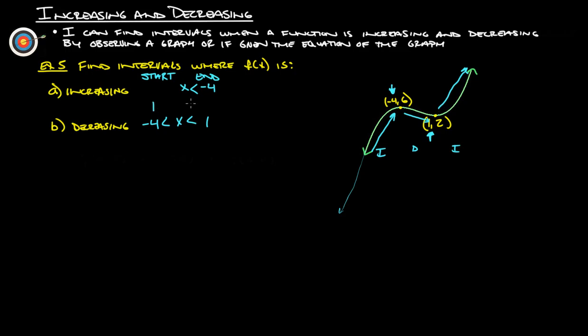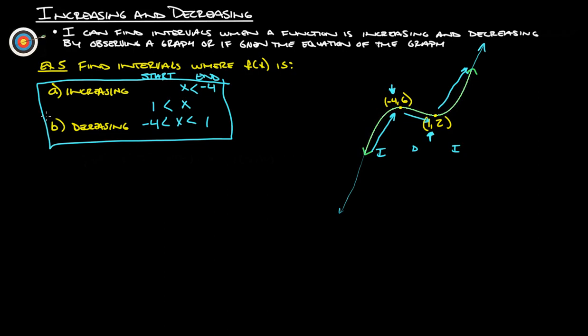When x is 1, right? And then where does it stop increasing? This goes forever and ever, so it doesn't have an end. So we just leave that part blank, and we just draw our little greater than sign here. As long as x is greater than 1, this graph is increasing. Okay? And that is our final answer right there.